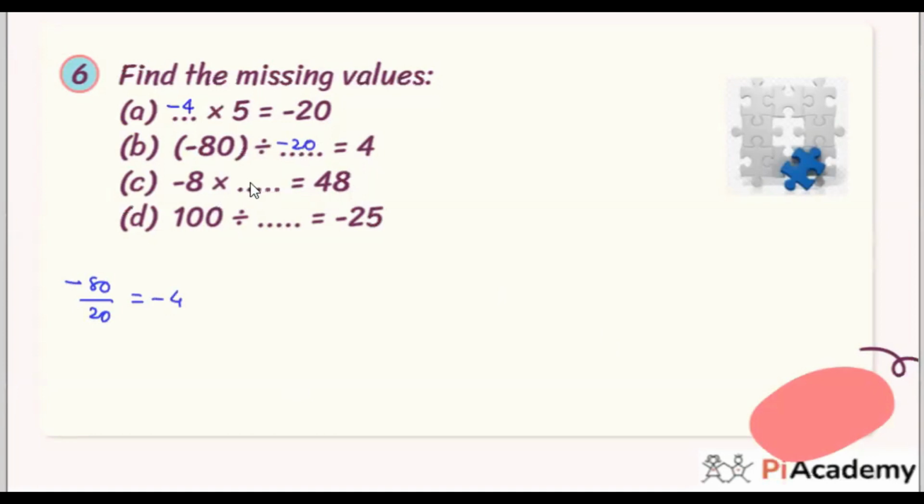The third one. Yes. Okay. Minus 8 multiplied by what is equal to 48? Yes. Minus 6. Yeah, so it should be the minus 6.